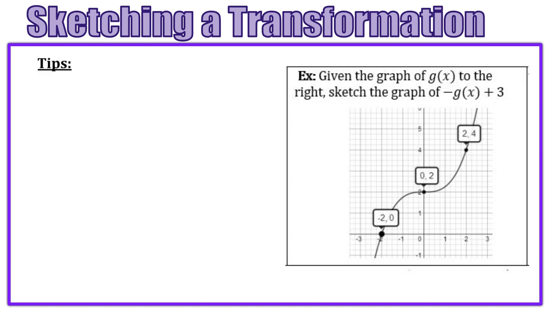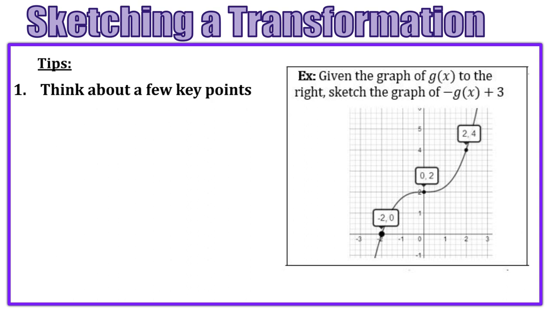So let's jot down some tips that will help us through this process no matter what the function is. The first thing that I do when I'm sketching a transformation is I really focus on an individual point, 1 point at a time. In this case, I'm going to take 1 point, I'm going to reflect it across the x-axis, and then I'm going to move it up 3. But focusing on 1 point at a time is really going to help you sketch your new graph.